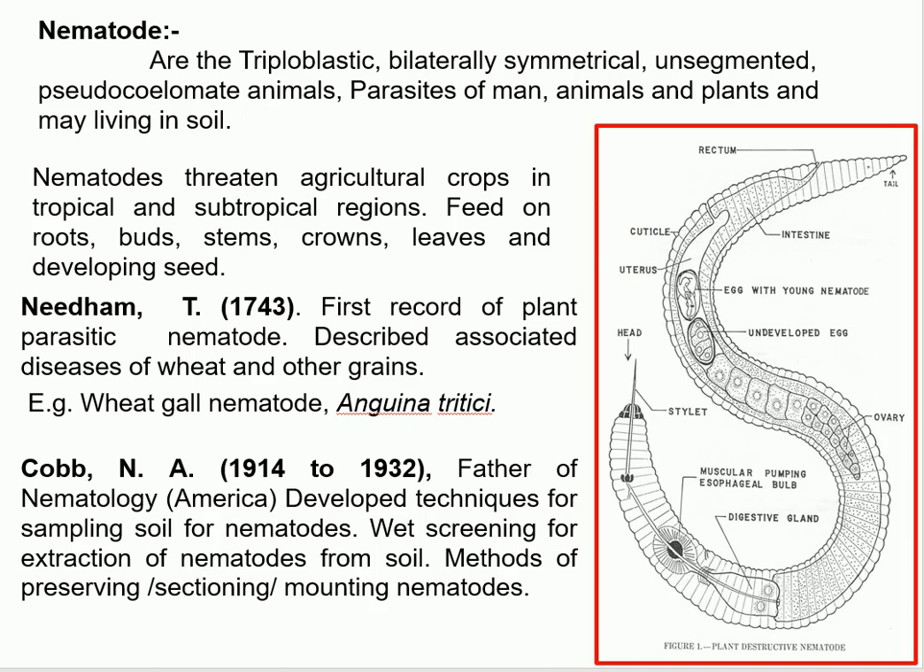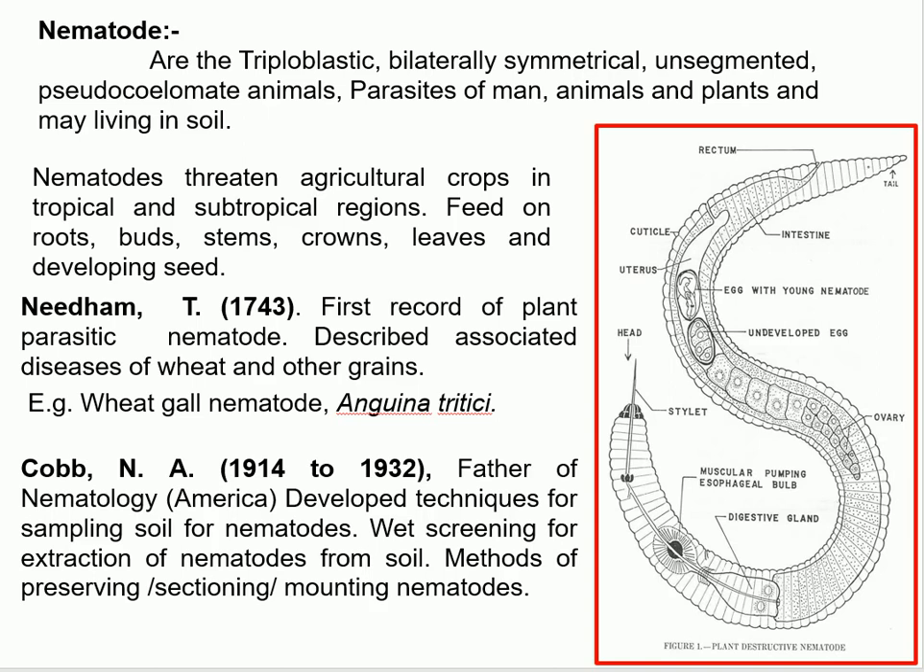Nematodes threaten agricultural crops in tropical and subtropical regions. They feed on root, buds, stems, crowns, leaves, and developing seeds. The scientist who made the first record of plant parasitic nematodes described associated diseases of wheat and other grains, for example, wheat gall nematodes, which is caused by Anguina tritici.